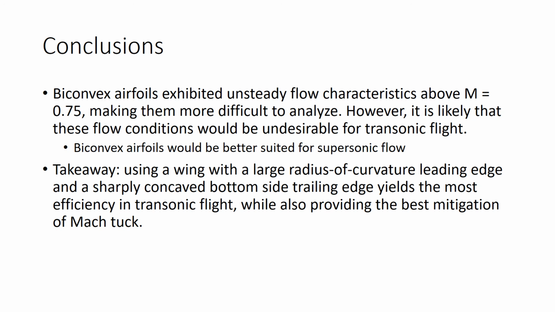So the main takeaway of this research is that using a wing with a large radius of curvature leading edge and a sharply concave bottom side trailing edge yields the most efficiency in transonic flight, while also providing the best mitigation of Mach tuck.